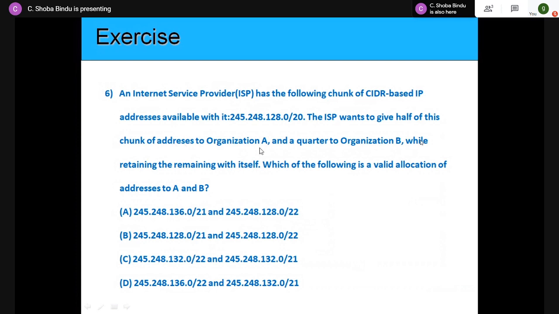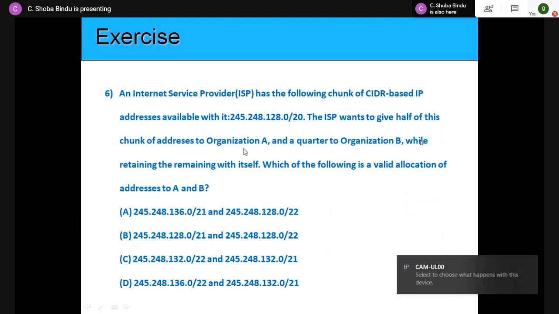Sorry for the interruption. The ISP wants to give half of this chunk of addresses to organization A and a quarter to organization B, while retaining the remaining with itself. Which of the following is a valid allocation of addresses to A and B? Now first you find out what will be the mask for organization A. So for this organization A, what will be the mask?